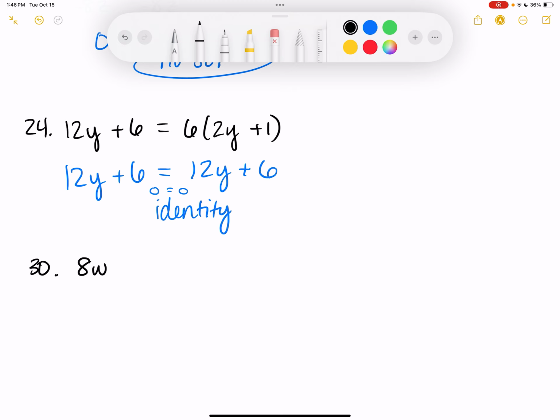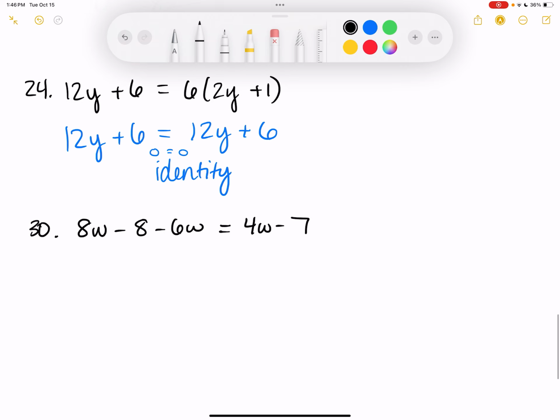8w minus 8 minus 6w equals 4w minus 7. Now let's combine like terms. Yep, let's combine like terms first. So anytime I have like terms on a side, I should simplify everything down first before I start moving things around. So when I combine like terms, what do I get?